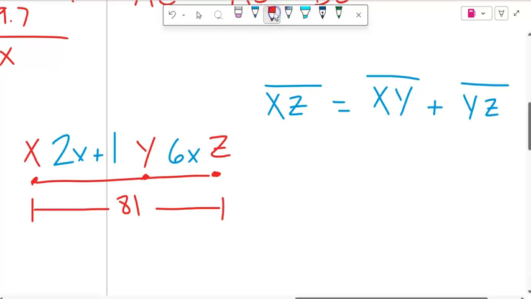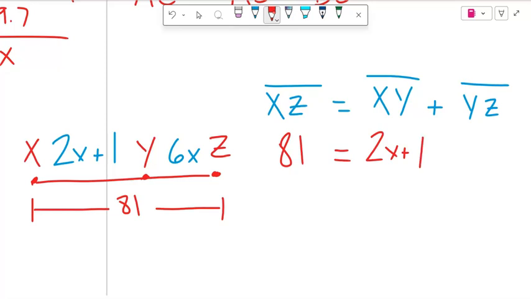So XZ we know is 81. The problem told us that. We can look at the drawing. XY is 2x plus 1, and YZ is 6x. Right, we got all that information from the problem. We've also got our drawing right here to give us that information as well. And now it's just a matter of, can you do the algebra to solve the problem?